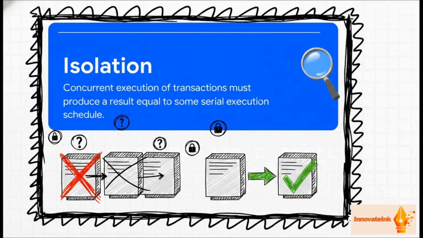Then we have I for isolation. Now this is the big one that directly fixes our lost update problem. Isolation is basically a protective bubble around each transaction. Even though hundreds of them might be running at the same time, isolation makes it seem as if they're all happening one by one in a nice, orderly line. No one gets to see anyone else's messy, unfinished work.